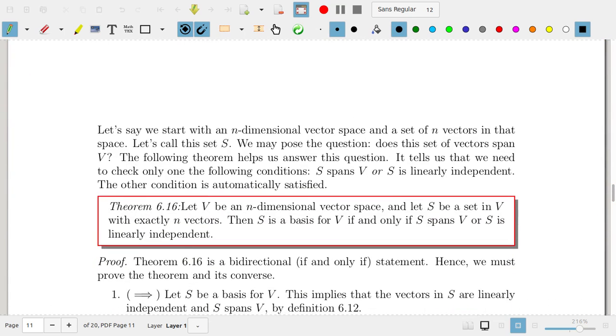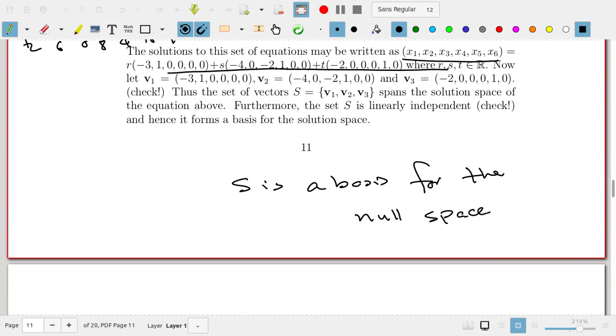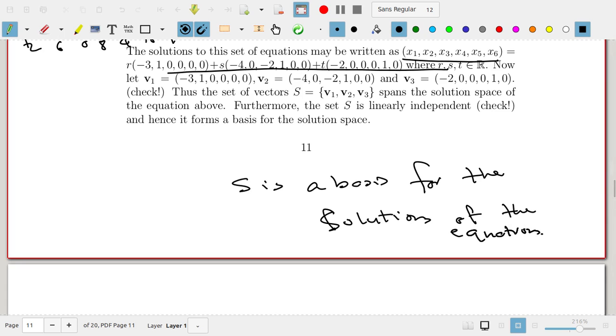Okay, so let's say we start with an n-dimensional vector space. Okay, I'm sorry. We are going to explain the idea of a null space later on, right? Let's just say that S is a basis for the solutions of the equations.